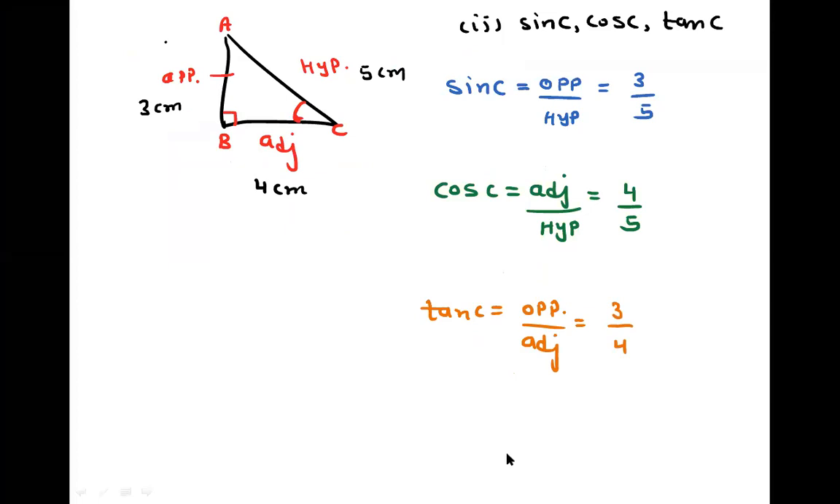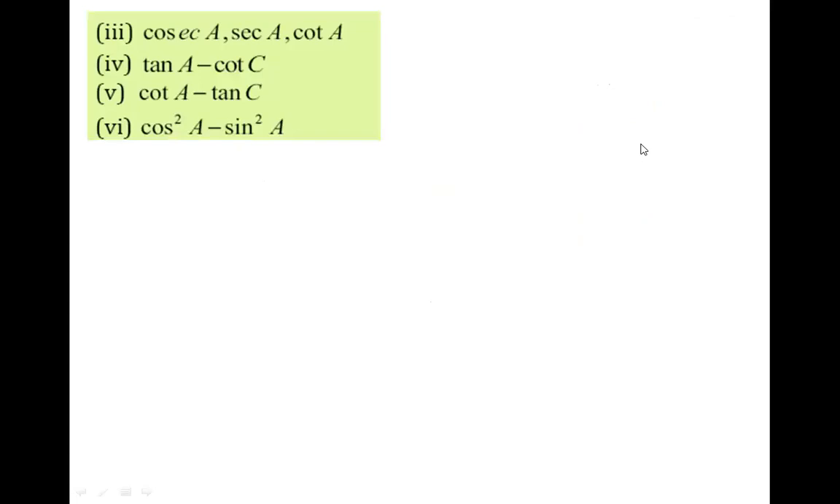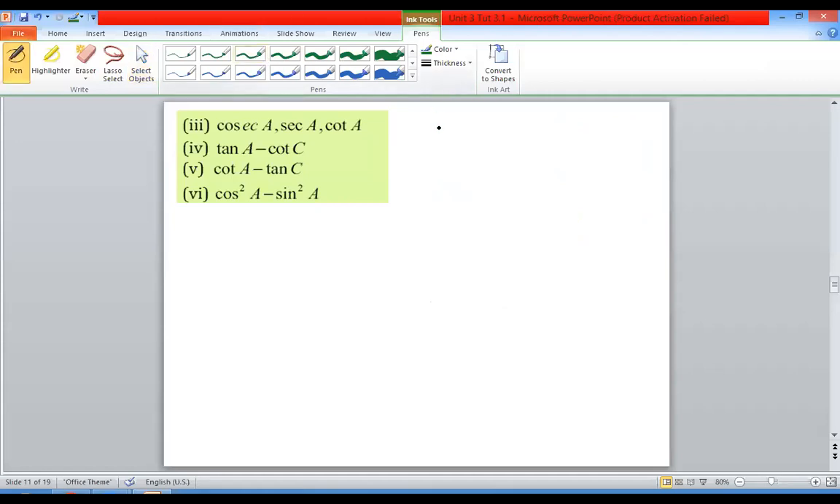Number 3. Third number question on your screen is... Yes, look at the third number question. The question third says you can find the cosec A, sec A and cot A. So here you again need to draw the triangle. But this is the last time to draw the triangle, okay?